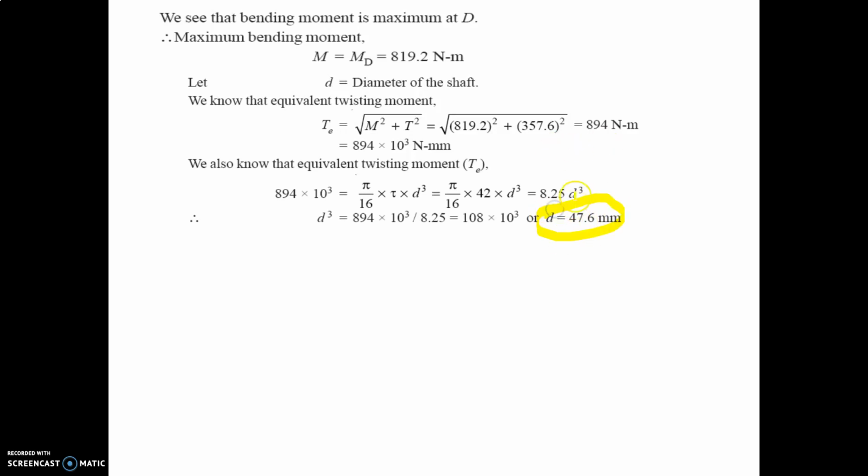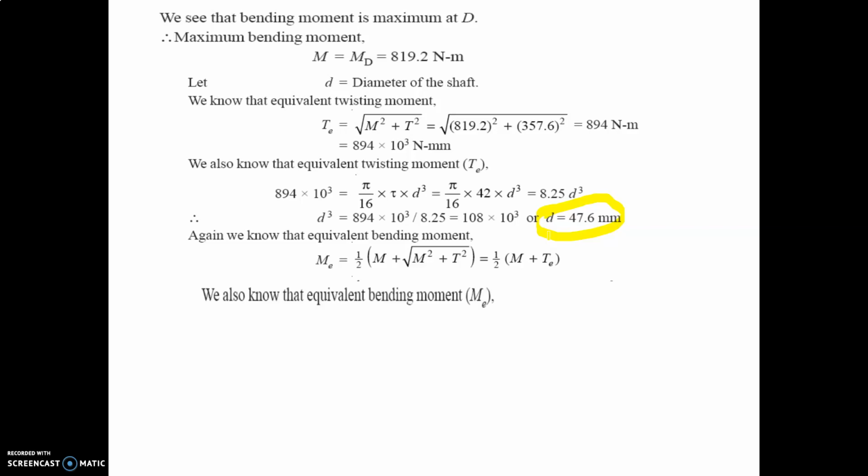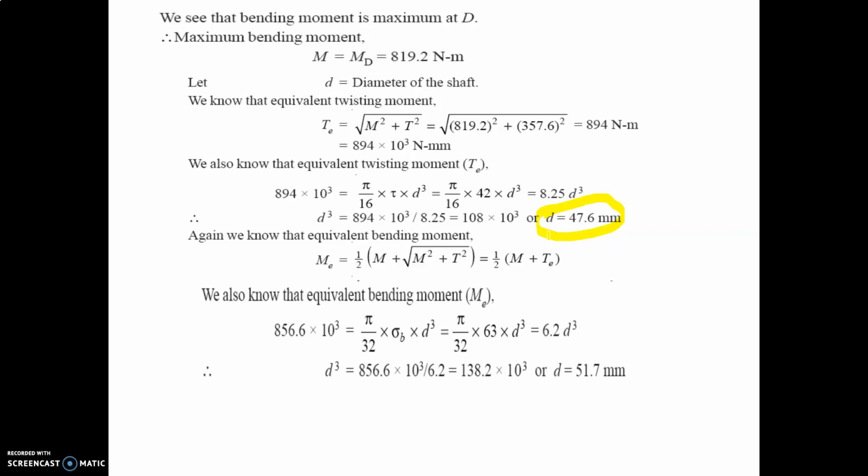But here the bending stress, sigma, is also given to us. So based on that, the equivalent bending moment can also be used here. This formula can also be used. If bending stress, that means compression or tensile stress, is not given, then there is no need to use this formula. But if it is given, then you can use it. Then we also know that the equivalent bending moment Me is equal to pi by 32 sigma b d cube. We put the value, D is equal to 51.7.